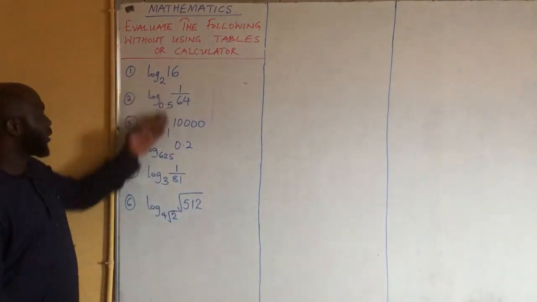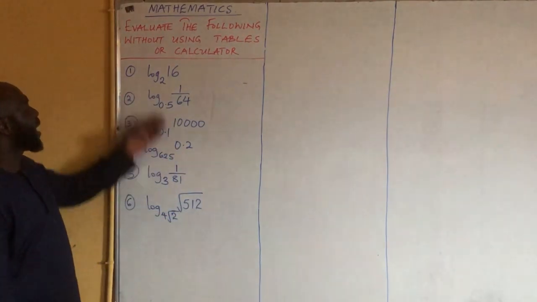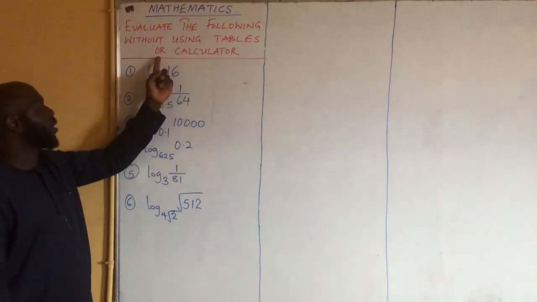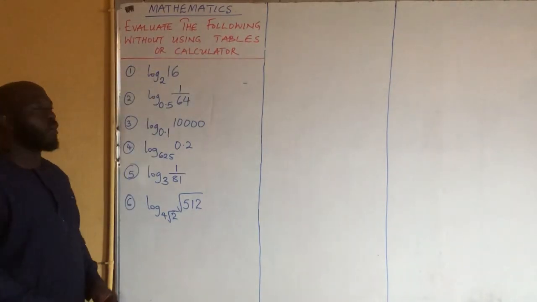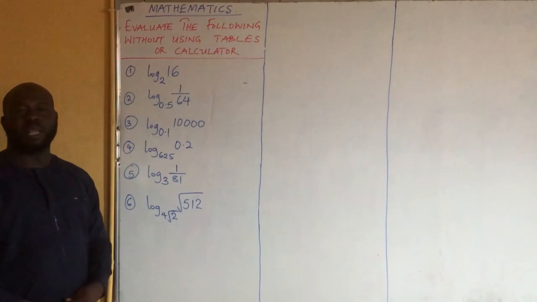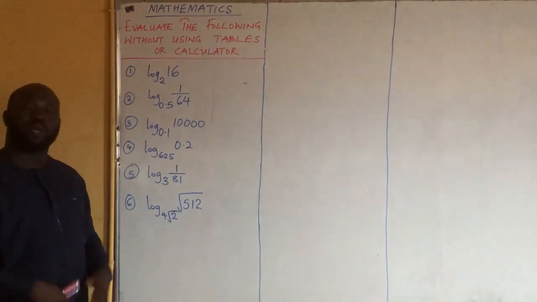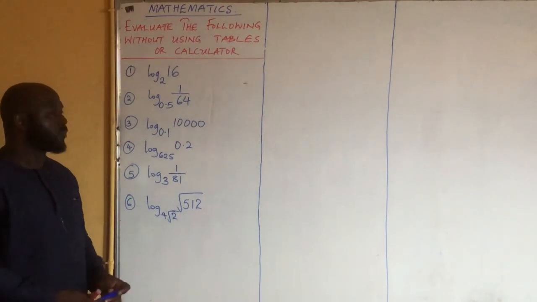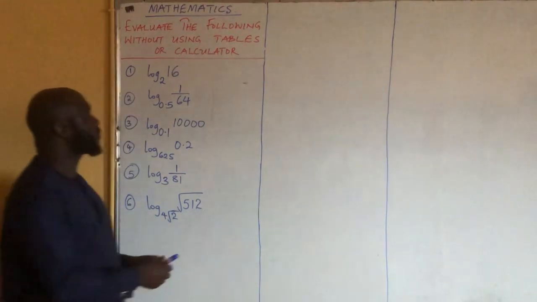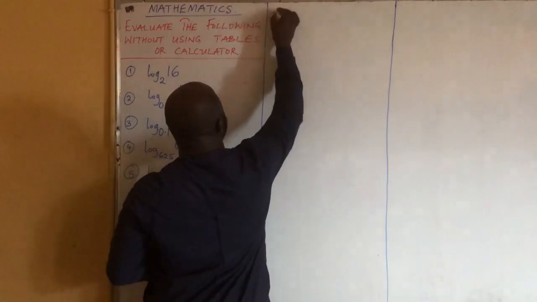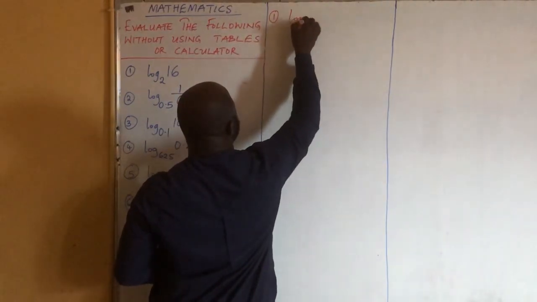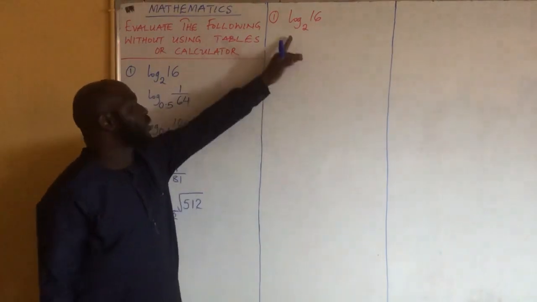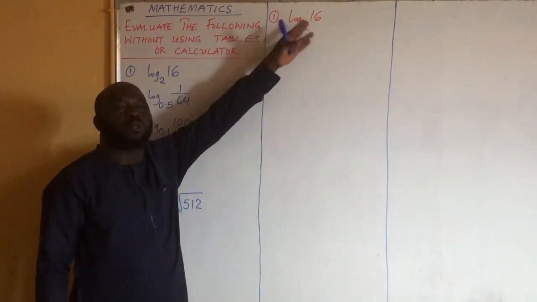Coming back to the question on the board, we are asked to evaluate the following without using tables or calculator. How do we solve these problems, without using a calculator or any mathematical table? The first question says, the logarithm in base 2 of 16. We are given logarithm in base 2 of 16.